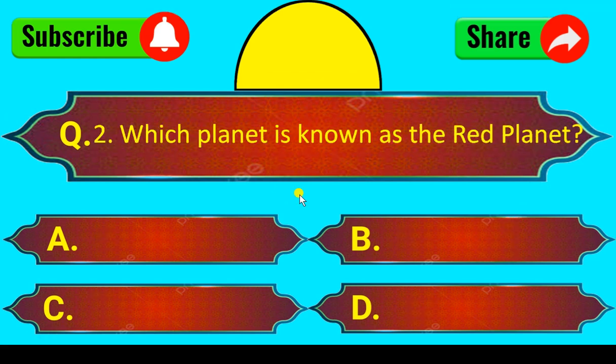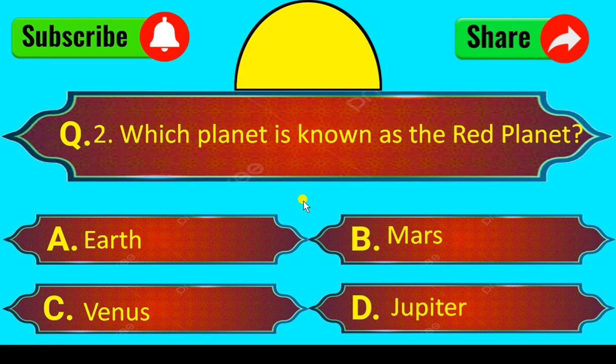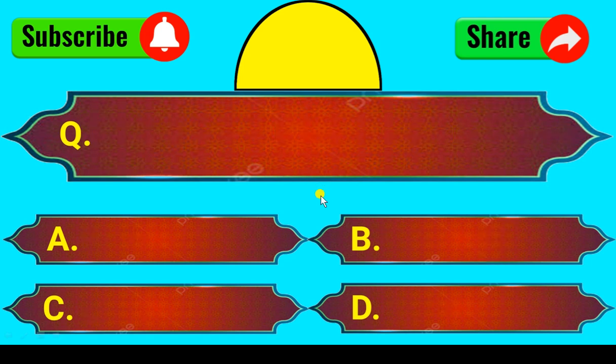The question is, question number 2, which planet is known as the red planet? Option A, Earth. Option B, Mars. Option C, Venus. Option D, Jupiter. The answer will be option B, Mars. Next question.